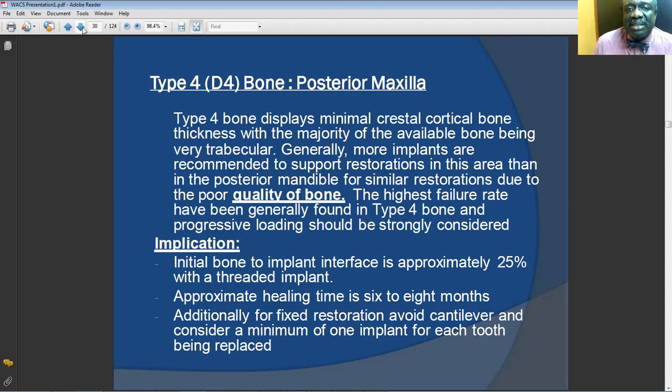And the implication is that a patient may say to you, oh, when Mr. So-and-so did the implant, Mr. So-and-so got it restored after 3-4 months. But you are doing your implant in the posterior maxilla. And as far as I'm concerned, I may even want to wait for 1 year before I restore it for you. And additionally, for fixed restoration, you must avoid cantilever in the posterior maxilla because of this D4 bone. And you must consider a minimum of 1 implant for each tooth replaced. Okay?